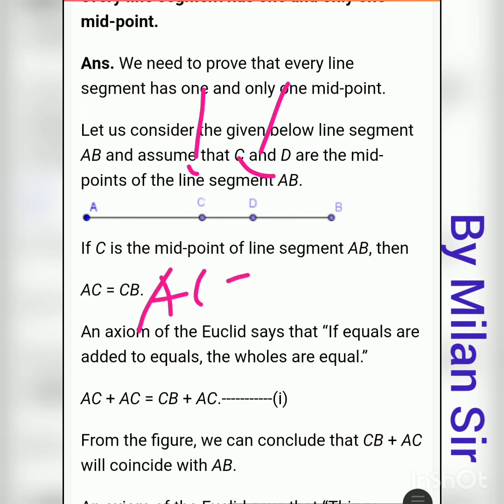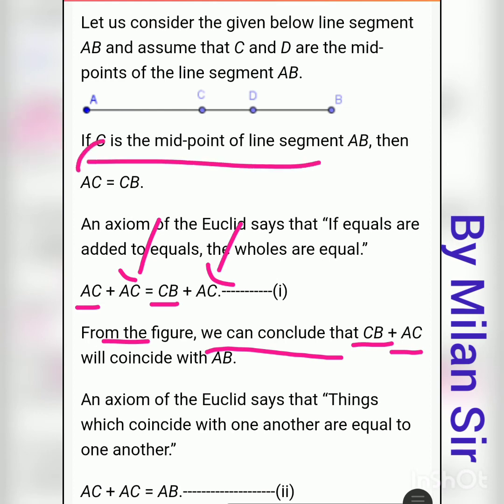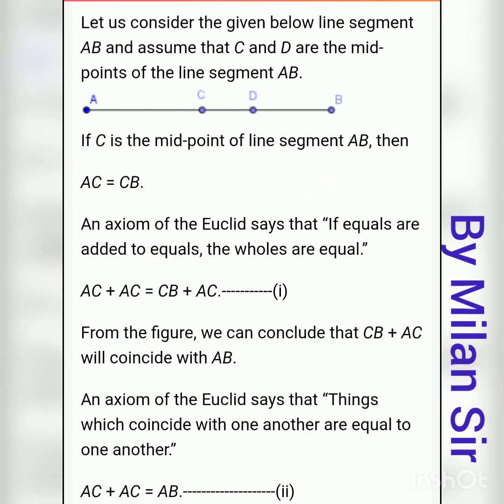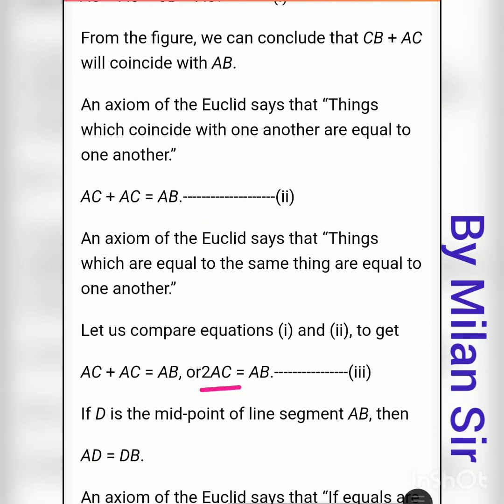So AC is equal to BC, because C is the midpoint. Now on both sides we can add AC. From the figure, BC plus AC is the full AB, the same thing we used in the previous question. So AC plus AC is equal to AB, so 2AC is equal to AB.